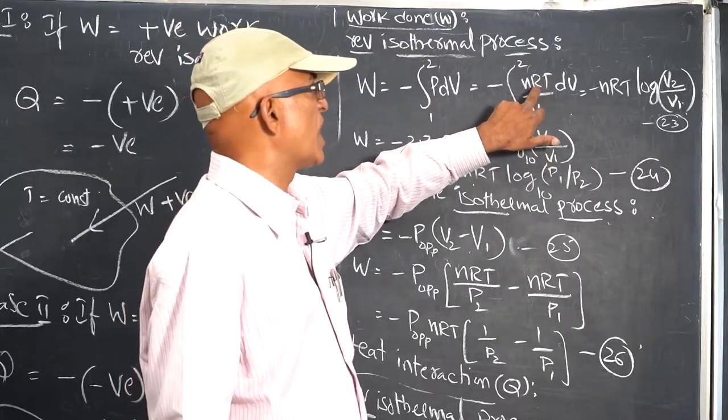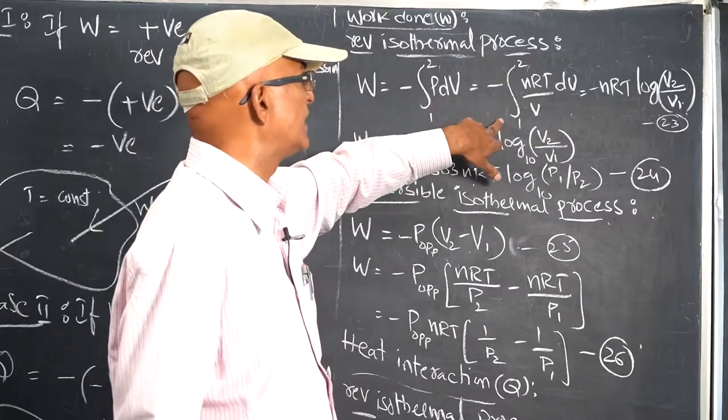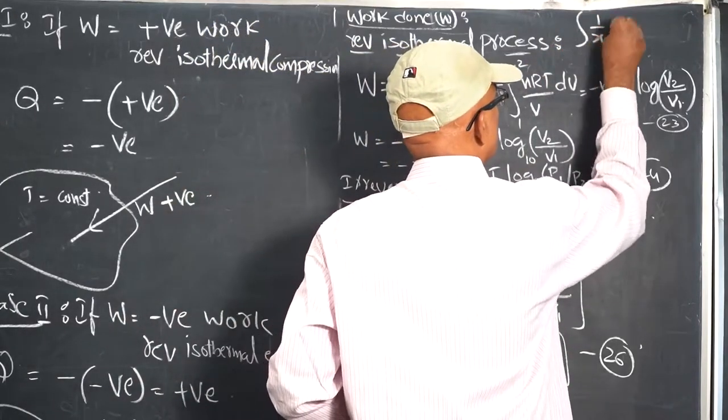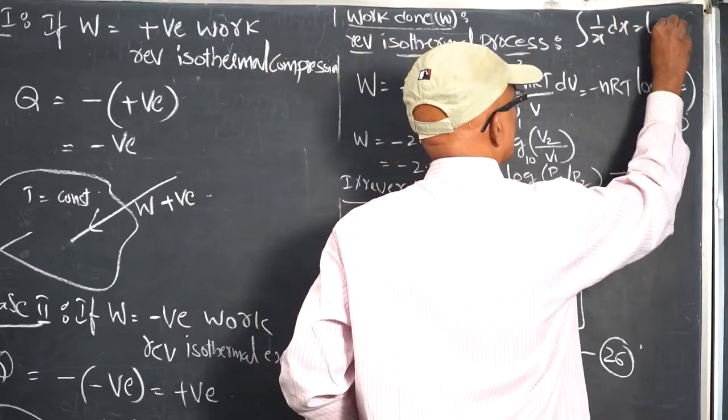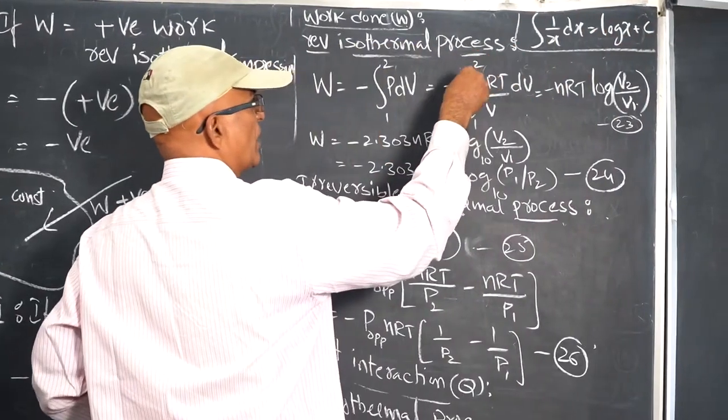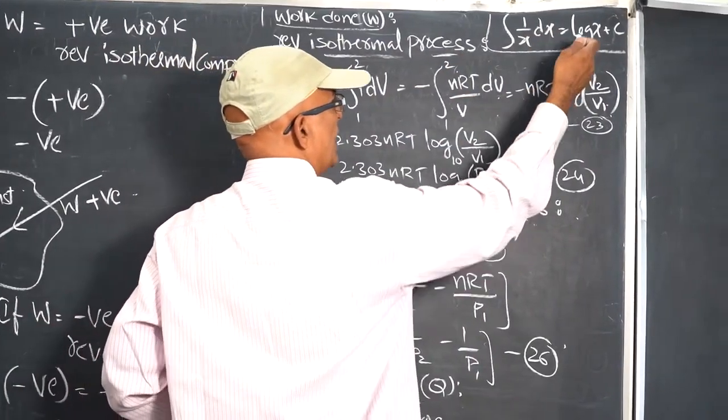n is constant, R is constant, T is constant, taking outside the integral. Integral 1 by V dV is a standard integral. Integral 1 by x dx is how much? Log x plus integration constant. So similarly, using integral 1 by V dV, the same formula, you will get log V.